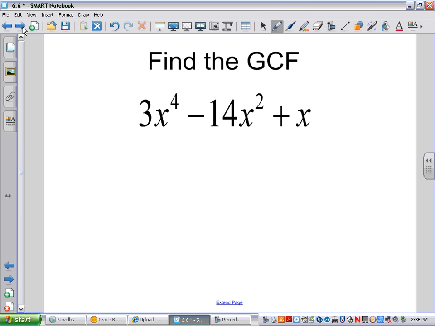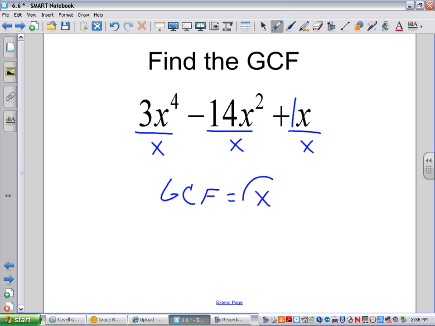Try this one, the third one. What can I divide into all three of them? Well, look at your numbers. You have a 3, a 14, and a 1. 1 doesn't count, so there's not a number out there. Now do your variables, x to the 4th, x squared, and an x. I can just divide an x into each of them. So my greatest common factor here is x.